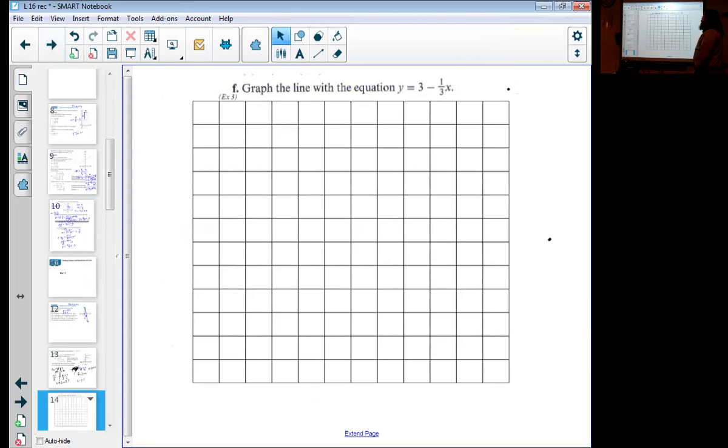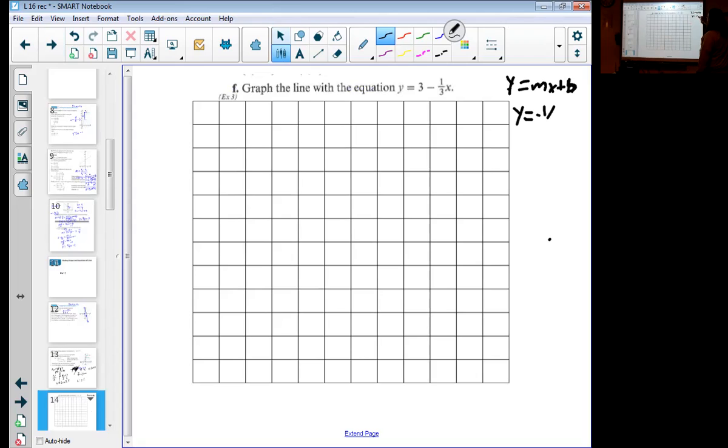So now it says graph the line of the equation. Graph the line with the equation y is equal to 3 minus 1/3 x. So the first thing we want to do is make it in the form of y equals mx plus b. It is close. We do have y all alone, but we want to move our slope up front. So we have y is equal to negative 1/3 x plus 3.